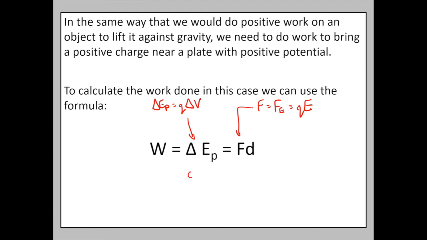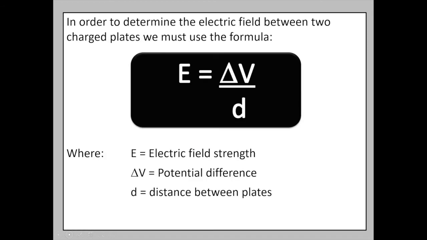If we put these two ideas together, Q delta V is equal to QE times D, and something great happens: the charge itself cancels out. We end up with an equation that relates the potential difference between the plates to the electric field strength, which we are considering uniform. This is a great equation because it gives us the electric field strength between two parallel plates with a potential difference of delta V and a distance between them of D.